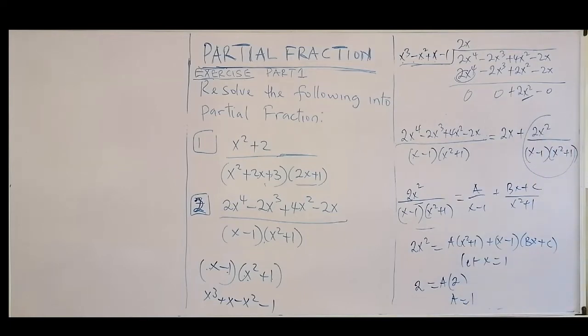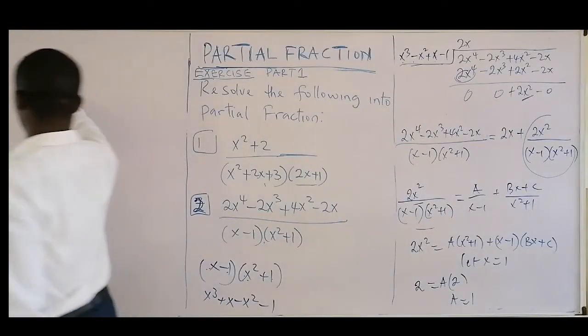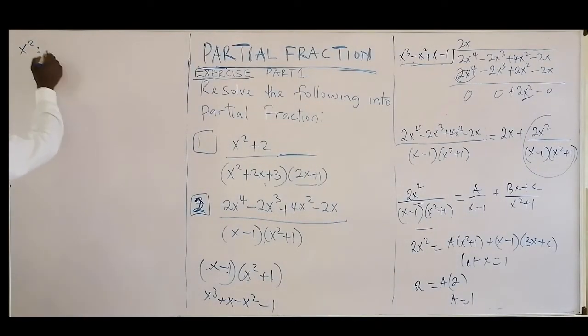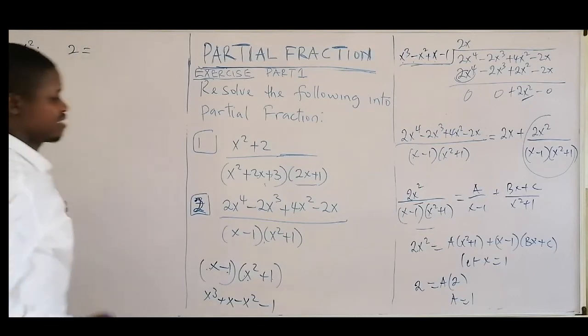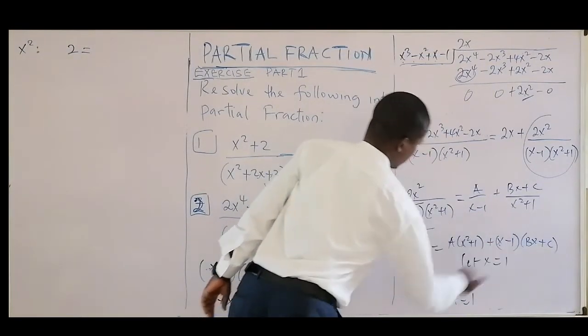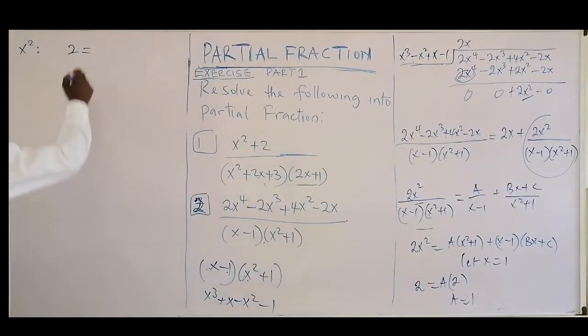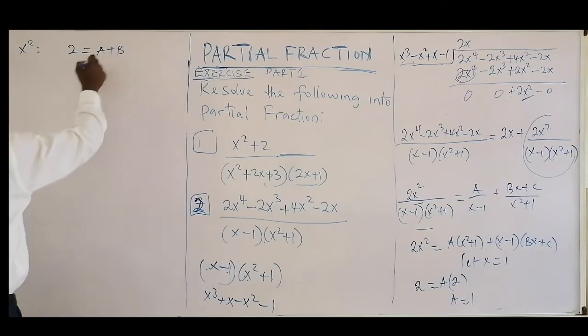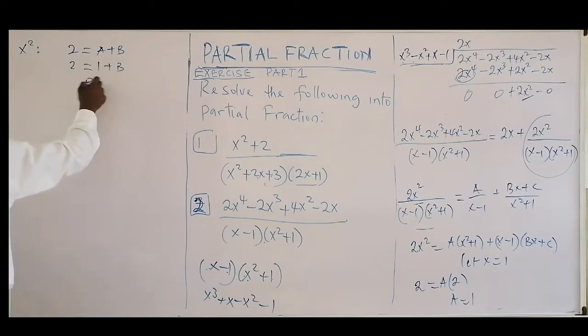Then the next thing to do now, we can start equating coefficients. We can equate the coefficient of x^2. On the left hand side, the coefficient of x^2 is 2. On the right hand side, it's going to be this one times this one, that's A, and then this one times this one, that's Bx^2. So that's A plus B. And we've gotten A as 1, 2 equals 1 plus B. So B is also 1.